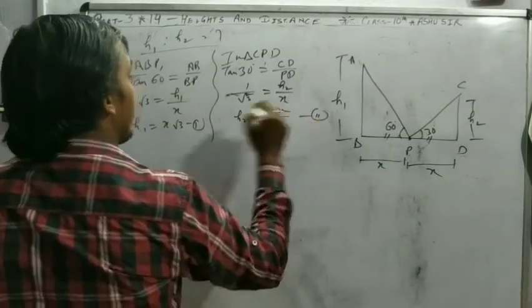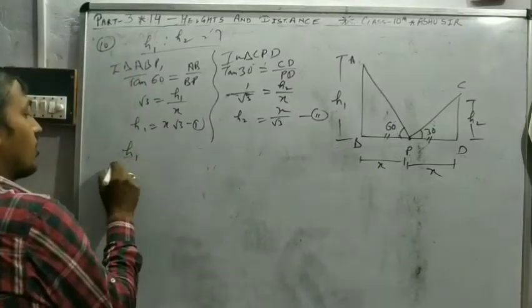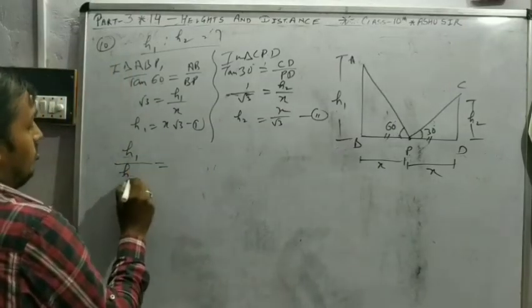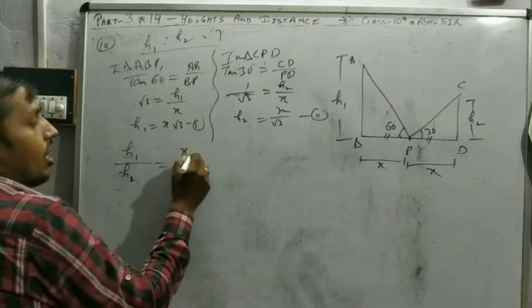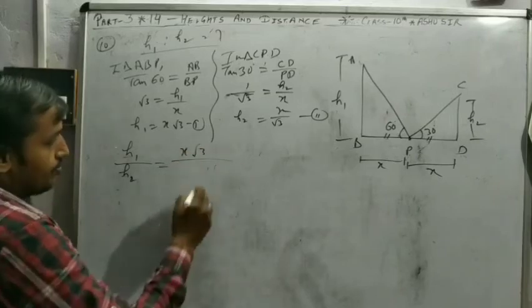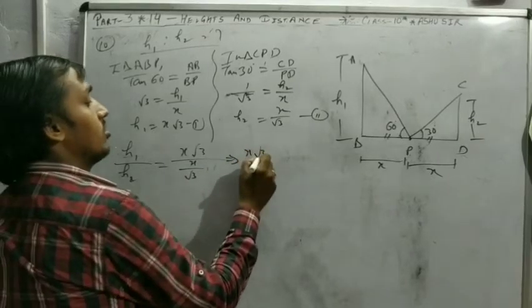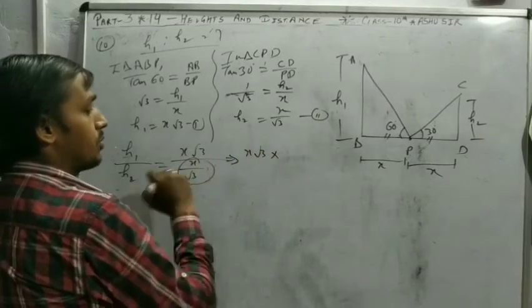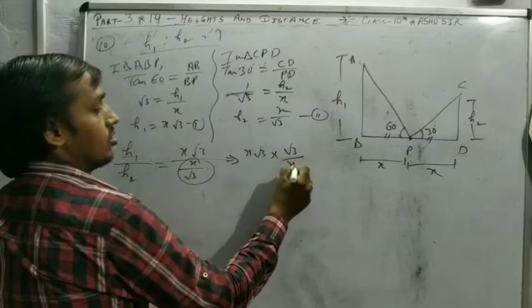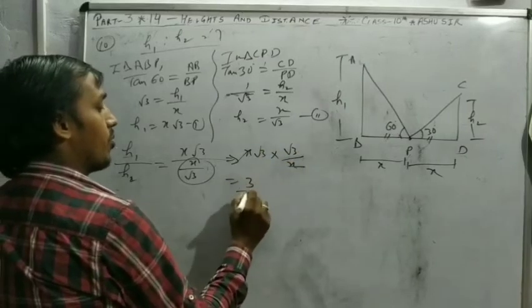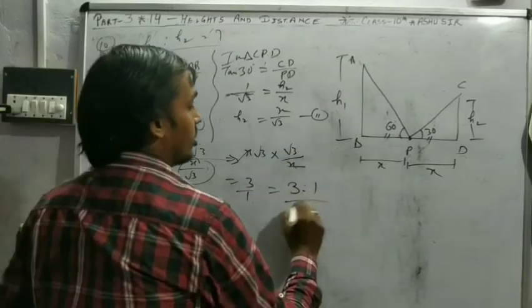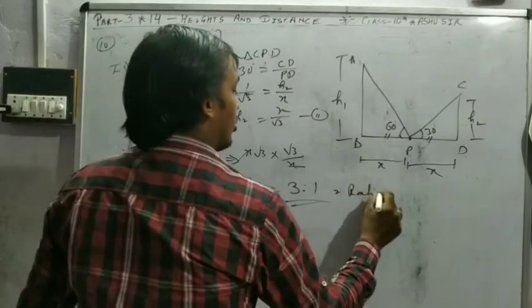From equation number 2, you want h1 upon h2, so put the values: x root 3 upon x upon root 3. Change it into reciprocals, cancel, and 3 upon 1. You get the ratio, that is 3:1.